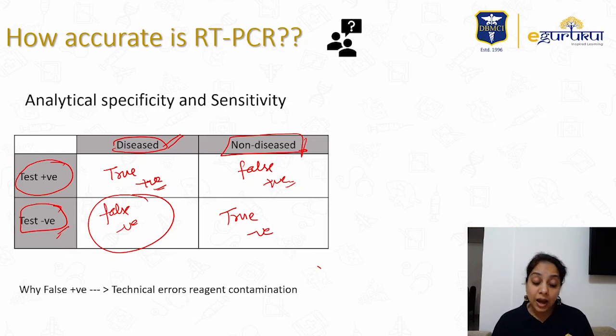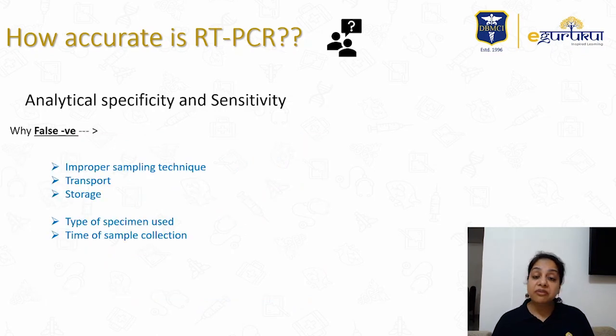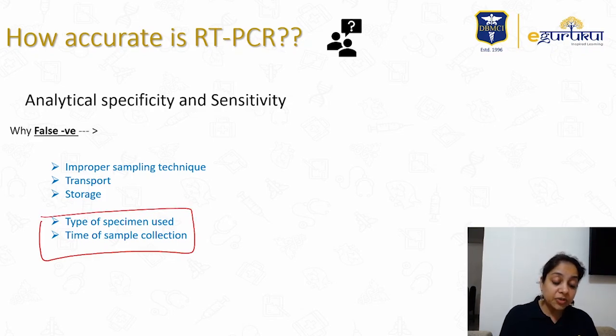False positives are why? Because of the technical errors, because of the reagent contamination. We do redo the test on day 1, 2nd day, 3rd day, right? Then we can really trace, okay, no, the patient is okay and this is a false positive result. Okay, but these false negatives are very critical and they happen majorly because of the type of the specimen used. Because earlier I have told you also that the RNA sample purity is of very great importance. That will determine the accuracy of the result.